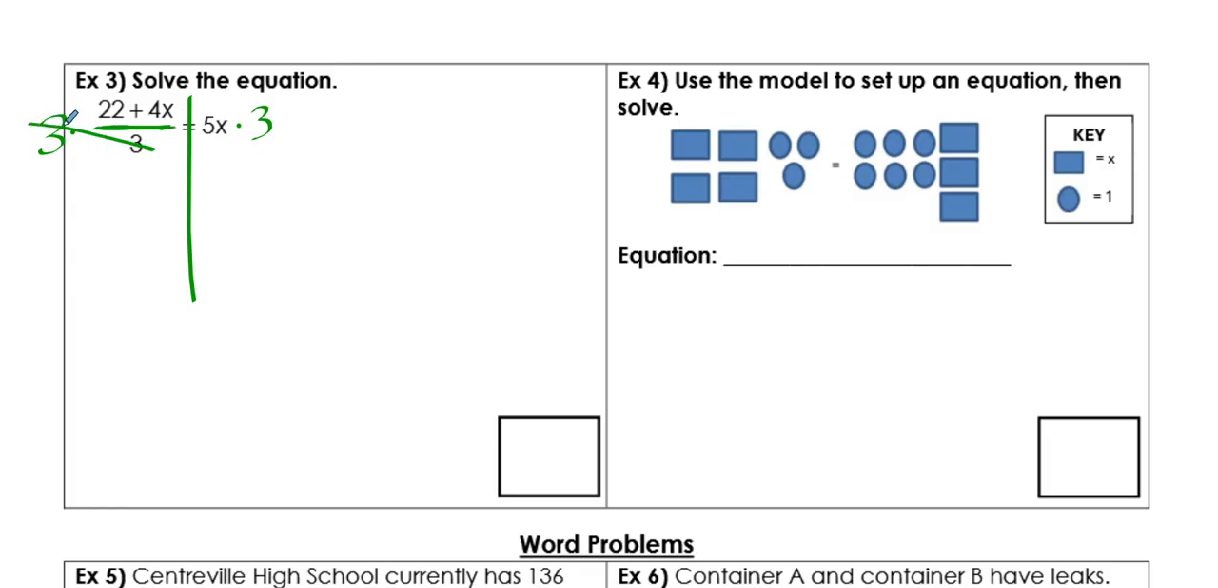Dividing by 3 and multiplying by 3 cancel each other out. It doesn't affect this. They're just canceling each other out, so we still have 22 plus 4x on the left side. On the right side, you might be thinking we're not allowed to really do this because those aren't like terms. We can't add these together. Those are not like terms. But combining like terms really means that we're adding and subtracting. We can't combine these. That is as simple as that gets.